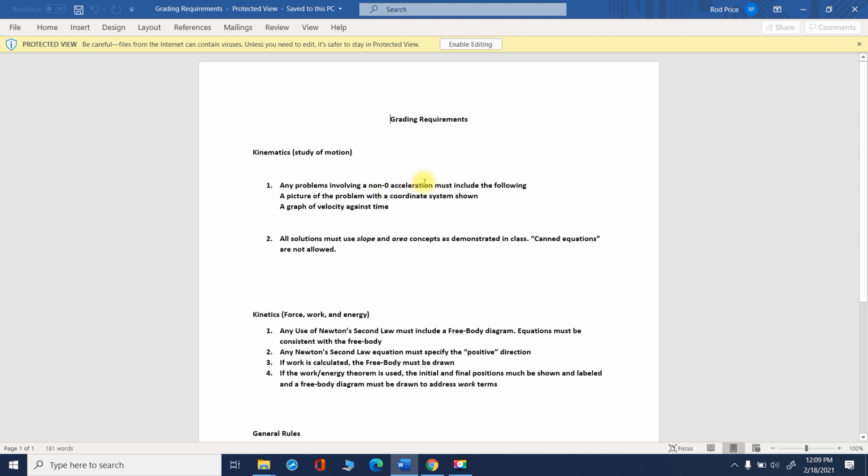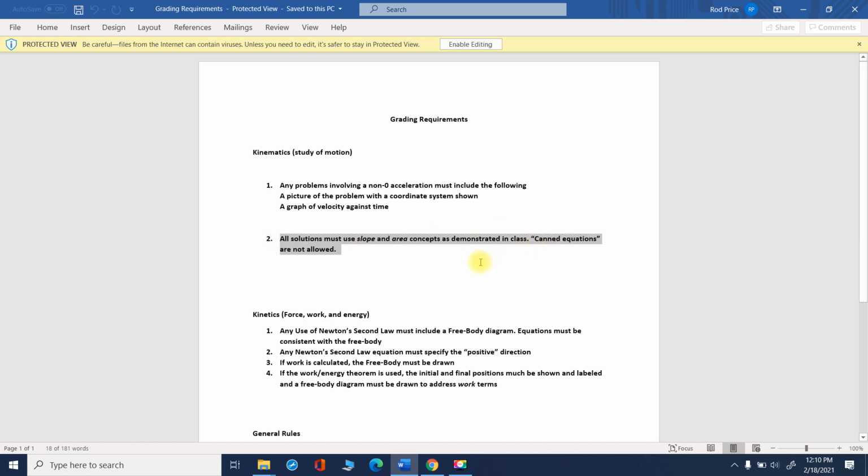Any problems involving a non-zero acceleration must include the following things. You need a picture of the problem with your coordinate system shown. Ideally, it should have the motion diagrams to show accelerations. And then a velocity graph will be required. This is going to be a requirement for any problem involving motion. And all your solutions must use concepts of slope and area from that velocity graph to solve any given problem. I'm not going to accept any sort of canned equations.